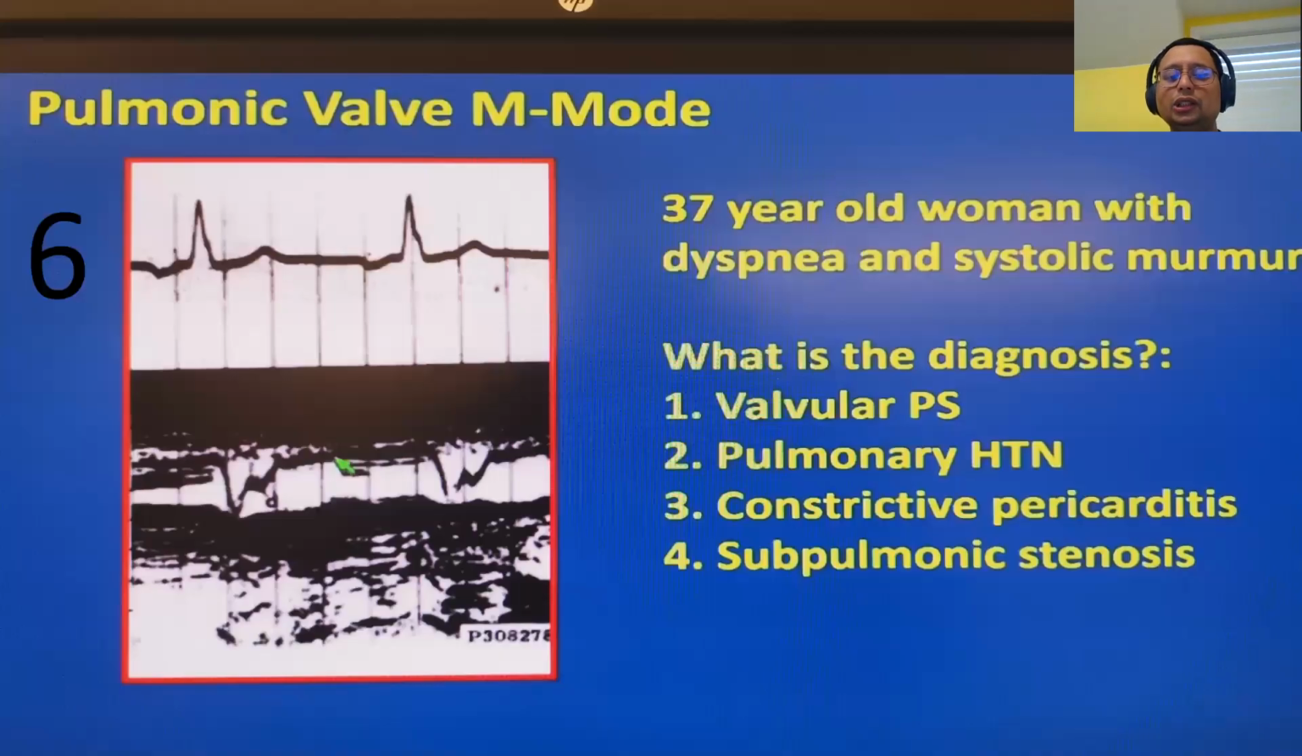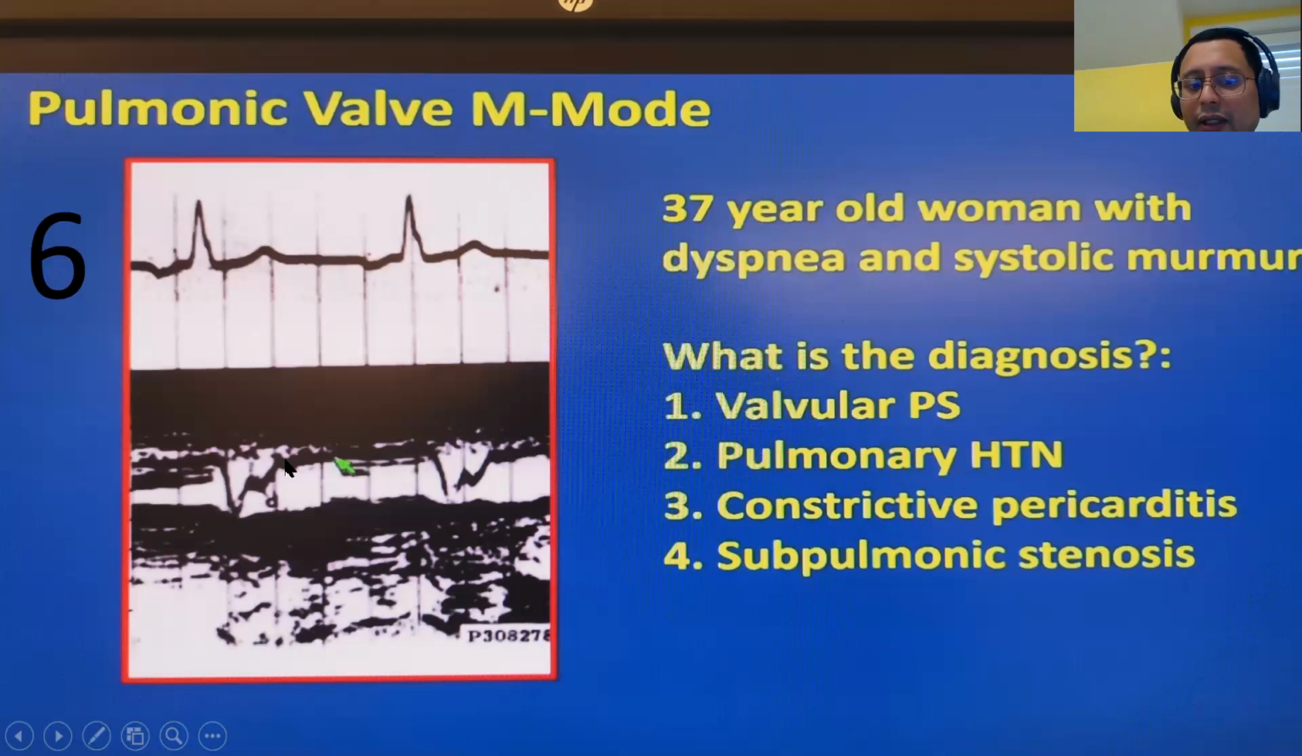All right. So this is a 37-year-old woman with dyspnea and a systolic murmur. What is the diagnosis here? So what are we looking at here? Look at here. So what is that? This is at systole. This is the anterior mitral valve leaflet.